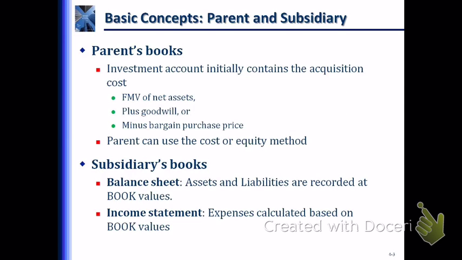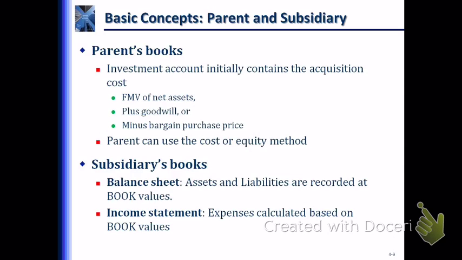So the parent's books is going to report the investment at what you paid for it, so it's going to be representing the fair market value of the net assets you acquired, or the investment in stock, plus the goodwill, or minus any bargain purchase price. The parent can use cost or equity method, it's up to them.